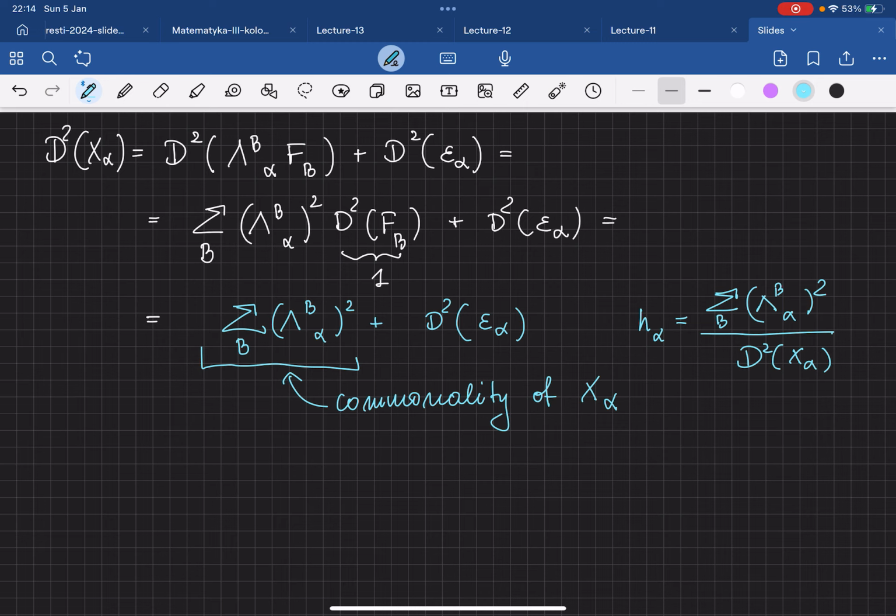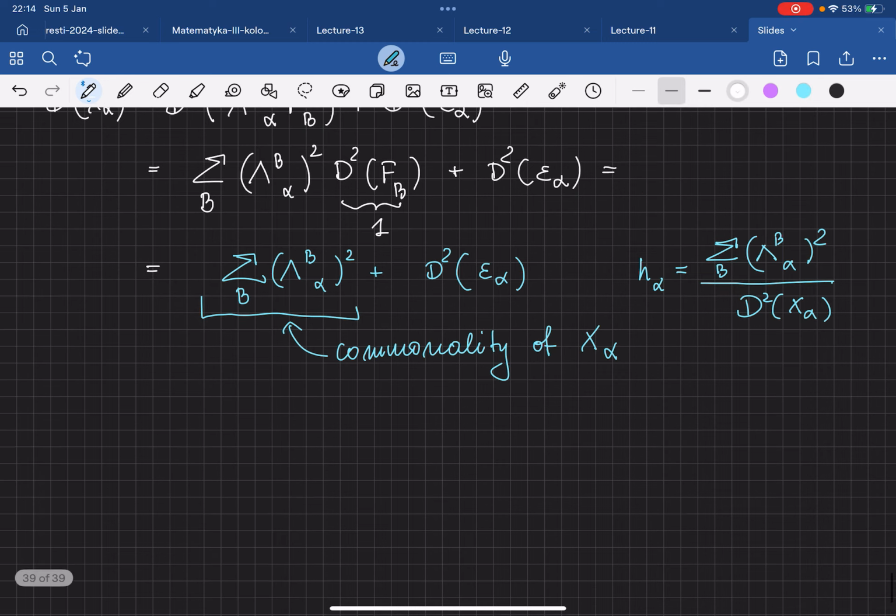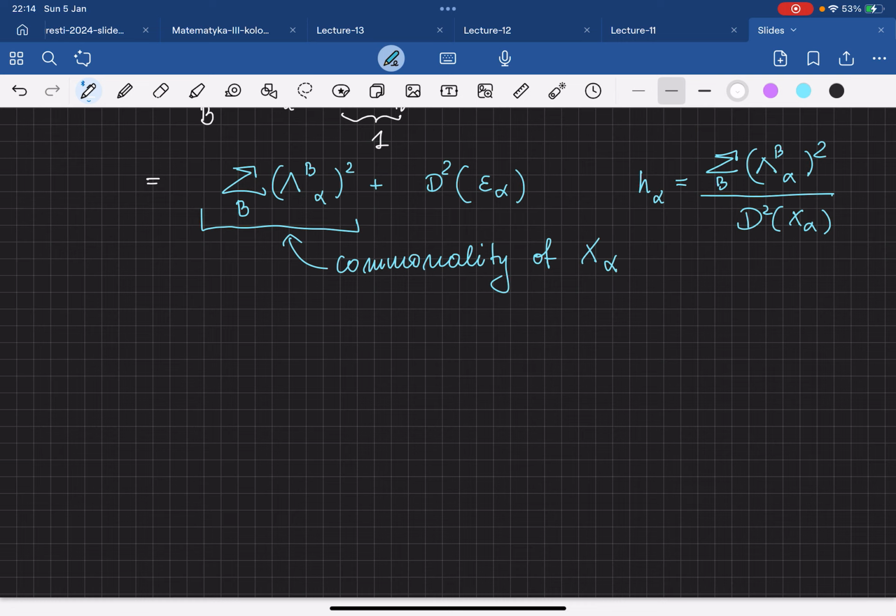Another calculation that we can do here is looking at the whole correlation matrix of the data. So let us denote this matrix by sigma. So sigma alpha beta is the correlation between x alpha and x beta.